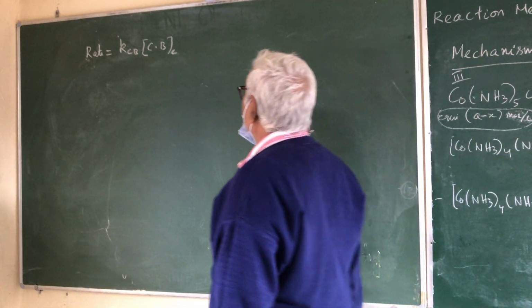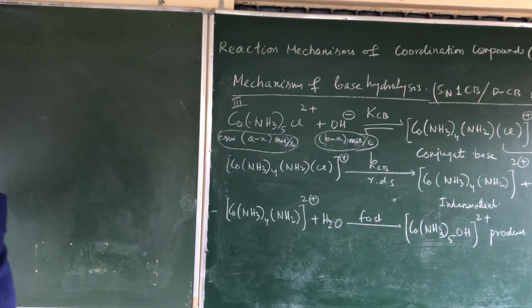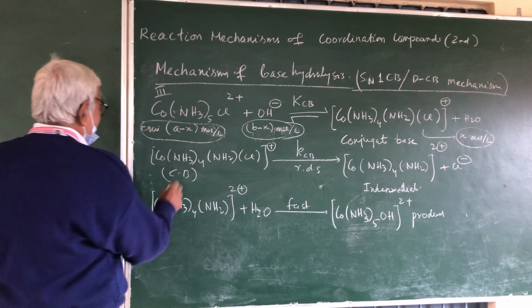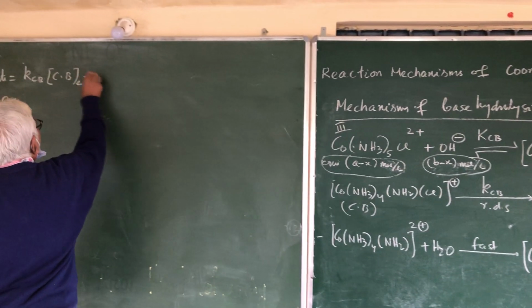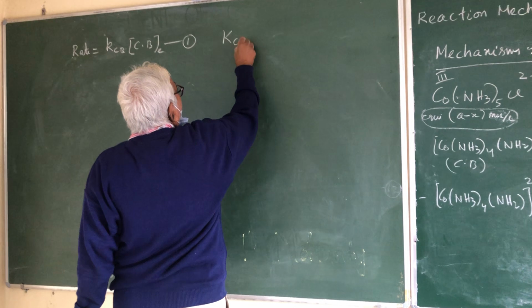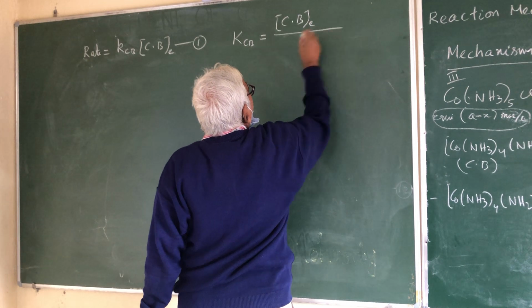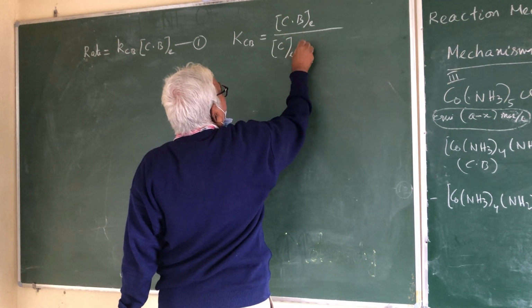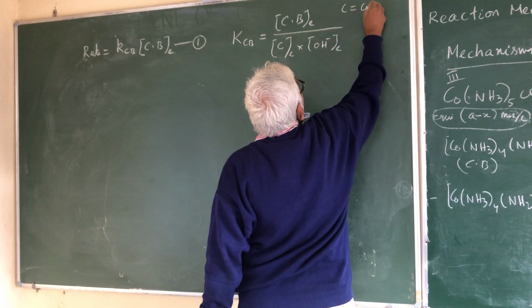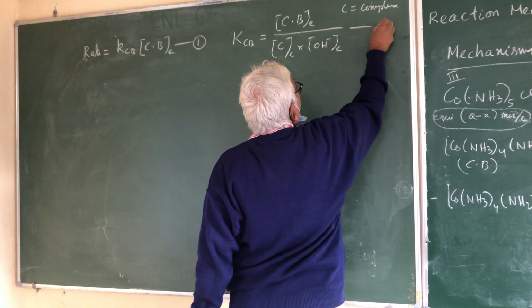So what will be the rate? Rate will be rate constant into concentration of the conjugate base. This is our conjugate base. And what is KCB? KCB will be equal to conjugate base equilibrium by complex equilibrium into hydroxide ion equilibrium. What is C? C stands for complex. This is equation 2.